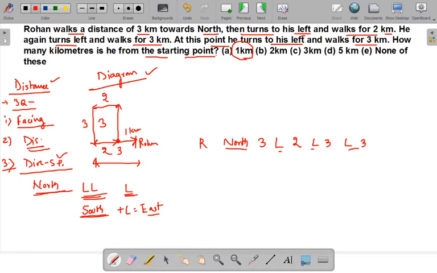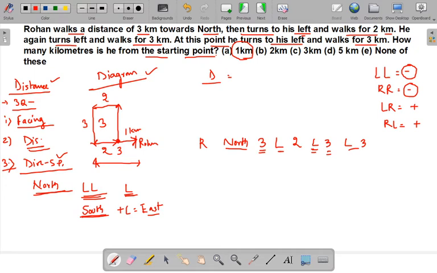Whenever you have to find out the distance d, what you do is you take the first distance and the third distance. If the two directions between them are L and L, subtract the values. If it is R and R, subtract the values. What is the meaning of subtraction? We'll just discuss. If it is left and right, add the values. If it is right and left, add the values.